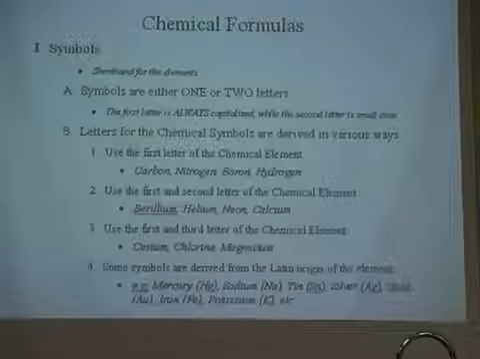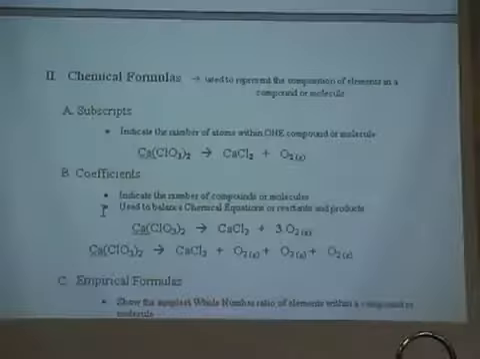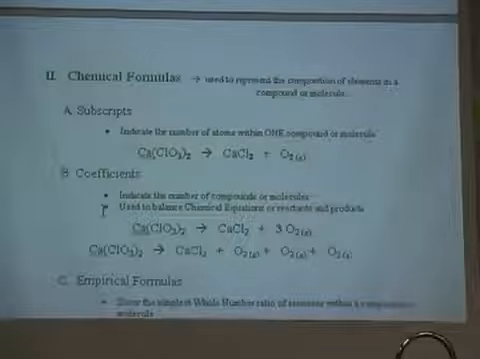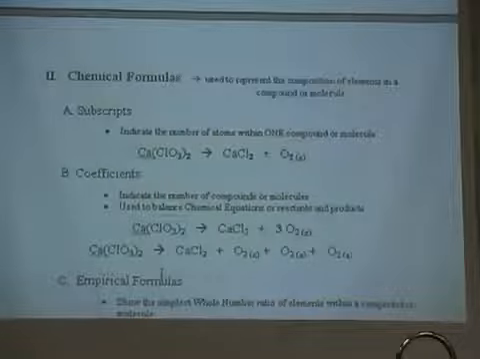And then some of them just have plain weird symbol names, like mercury and sodium, tin, silver, gold, iron, potassium. This is because their names were derived from the Latin. When we write chemical formulas, we will use these three items: subscripts, coefficients, and empirical formulas.